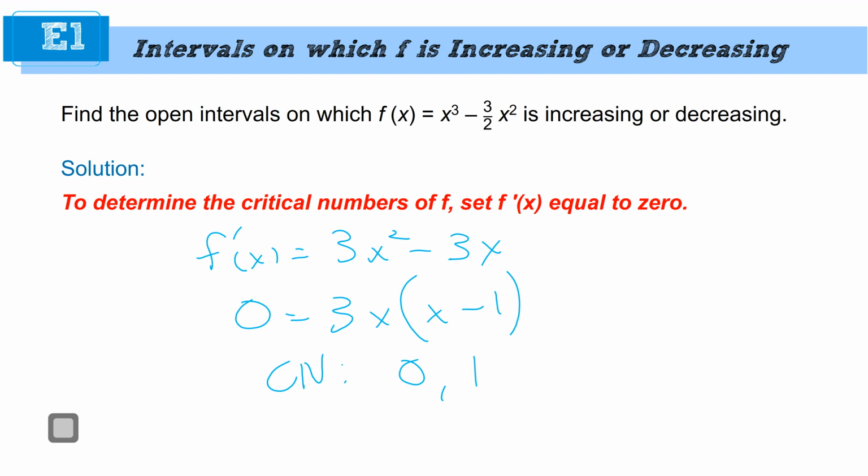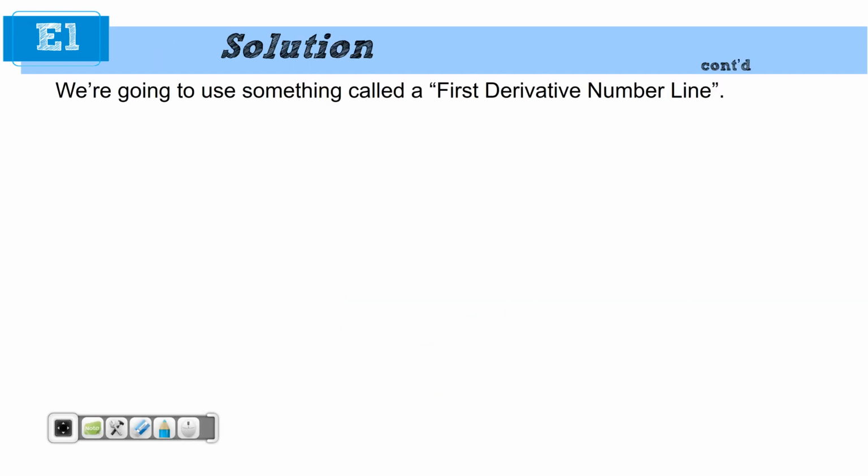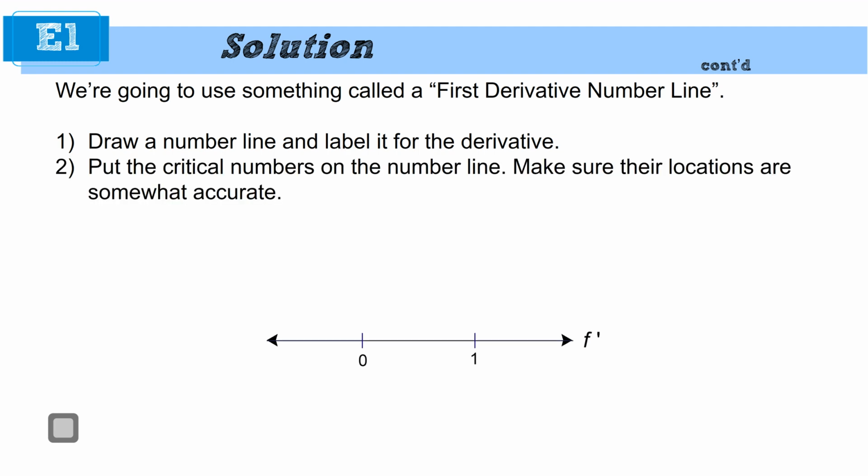Well, we're going to get it organized a little bit on a number line. This is called the first derivative number line. So I'm going to start with a number line, label it f prime. It seems silly to label it f prime, but that's a habit you want to get into for a couple of reasons. Later on, we're going to have second derivative number lines, and you want to keep track of exactly what we're talking about. Then put your critical numbers on that number line. This also seems like a silly statement, but put them in the correct numerical order. It happens all the time.